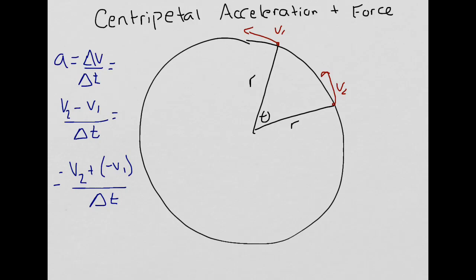Okay, so first let's think about what negative V1 looks like. So here's V1. Negative V1 is essentially V1 just flipped. So same magnitude, just flipped 180 degrees. So it looks like this. That's negative V1 in green.